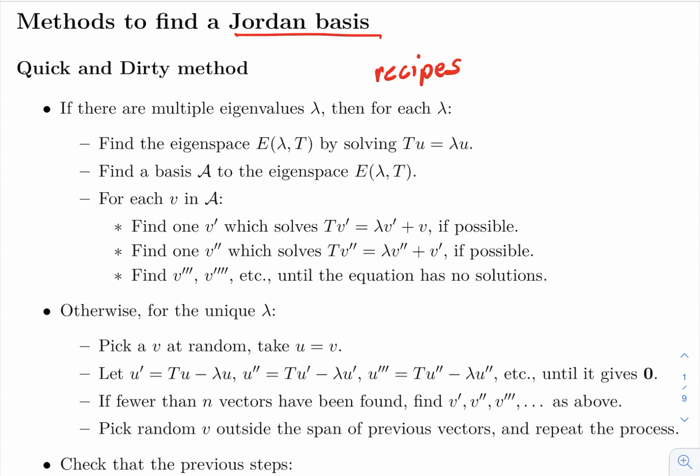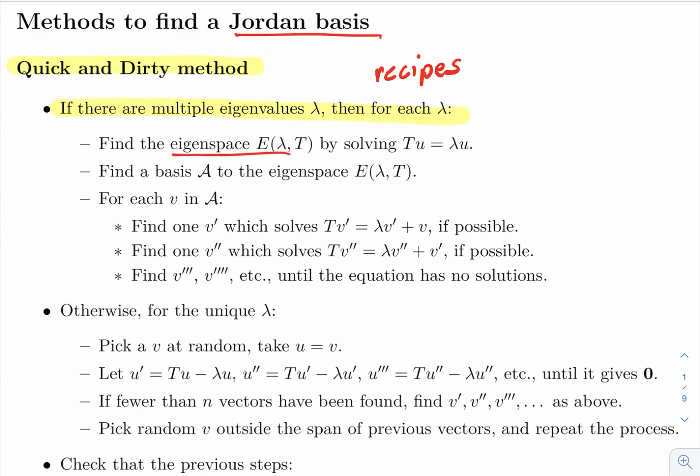Jordan bases. But before, let's start with these methods, which I call quick and dirty. So they're very quick, they're very simple, easy to remember, relatively, compared to the other one that will come later. And maybe they work, maybe they don't. So I gave them this funny nickname. So the first case, which makes more sense, I would say, when you have multiple eigenvalues, will be the following.